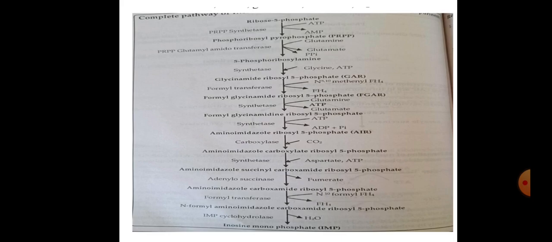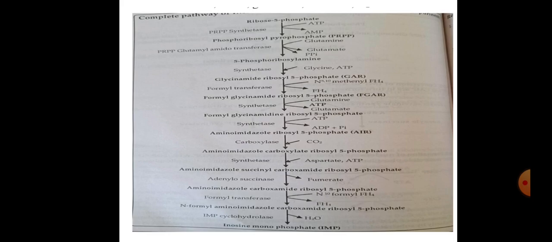carbon dioxide, and aspartate. Again I am repeating, in the de novo pathway of purine, that is the synthesis of AMP and GMP, the major precursors for that reaction are ribose 5-phosphate, glycine, glutamine, water, ATP, carbon dioxide, and aspartate. And the products formed are GMP, AMP, glutamate, fumarate, and water.